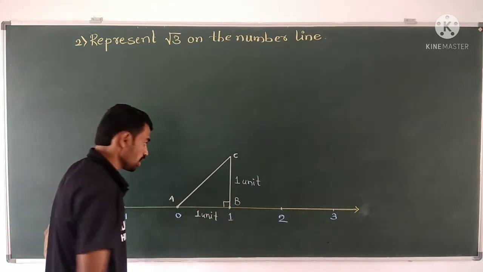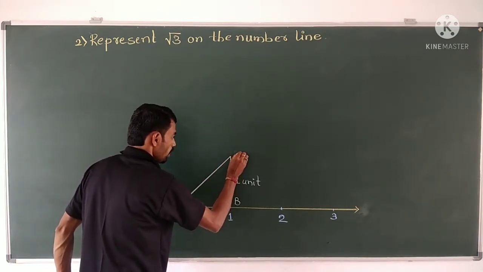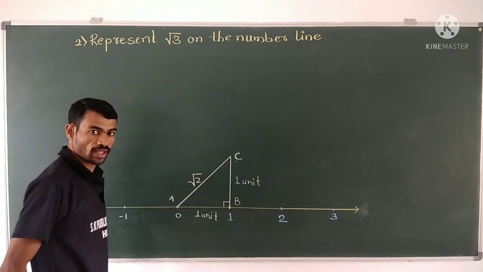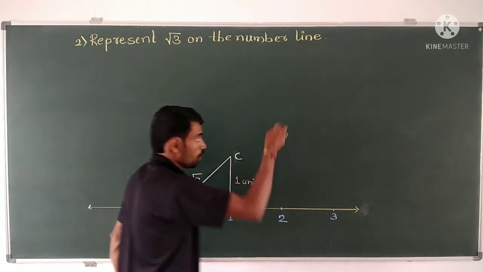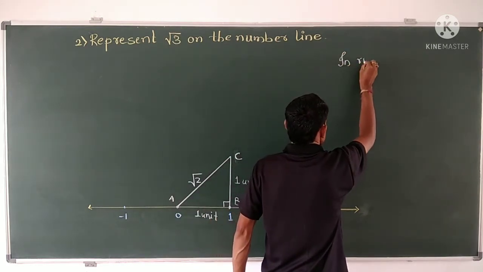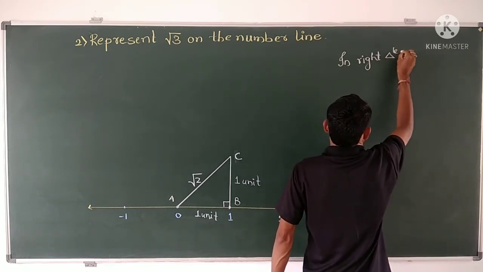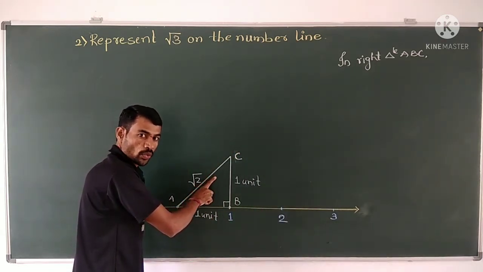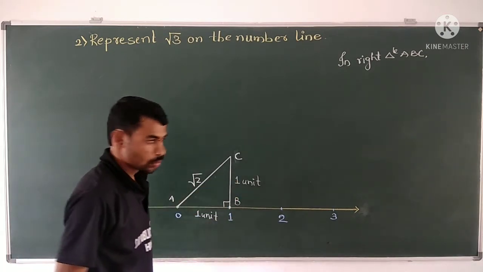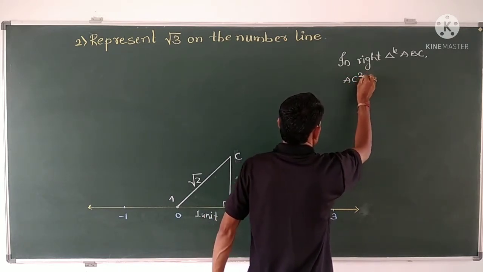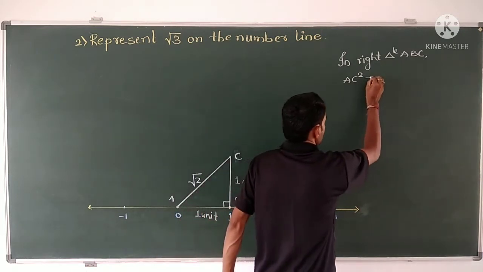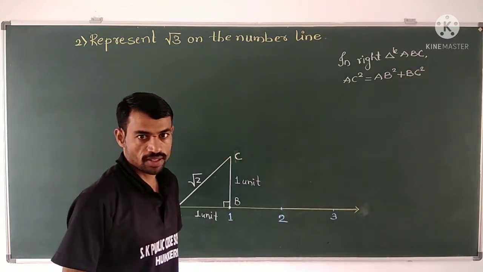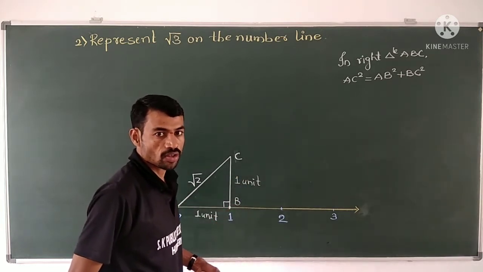Clear? So in the right angle triangle, the AC length we found by representing root 2. AC was root 2. How did we get AC as root 2? Look here. In the right triangle ABC, you need to apply the Pythagoras theorem. Hypotenuse square is equal to the sum of the squares of the other two sides. AC is the hypotenuse. AC square is equal to AB square plus BC square.